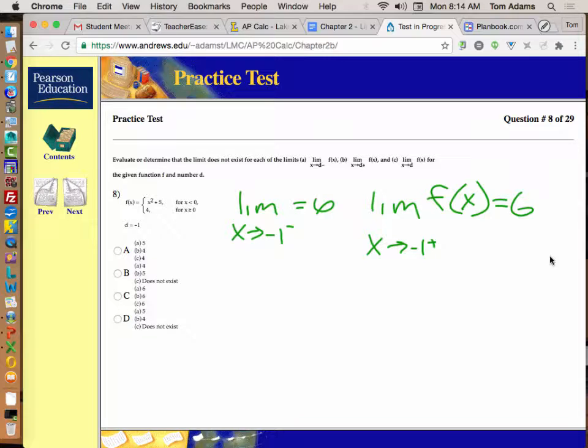Well, it's asking you to do it for just. How can you determine C? Well, C is the two-sided limit. So if the left-sided limit and the right-sided limit is the same, then it should be the same for all three. So I'm thinking that it's C, right?